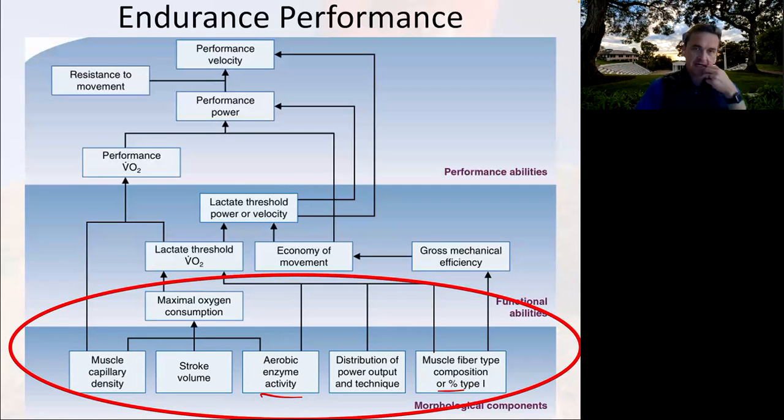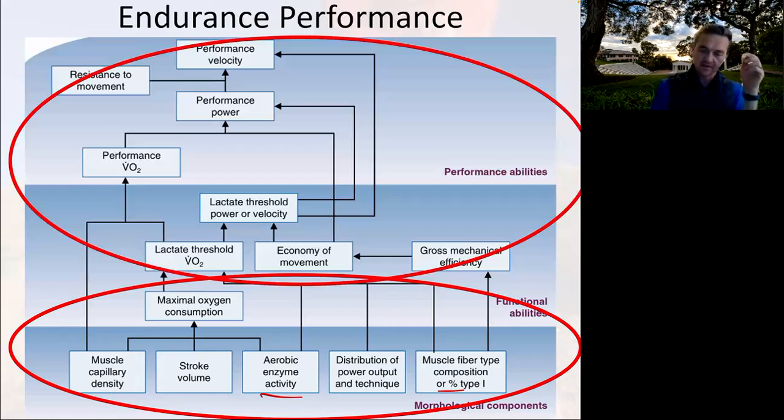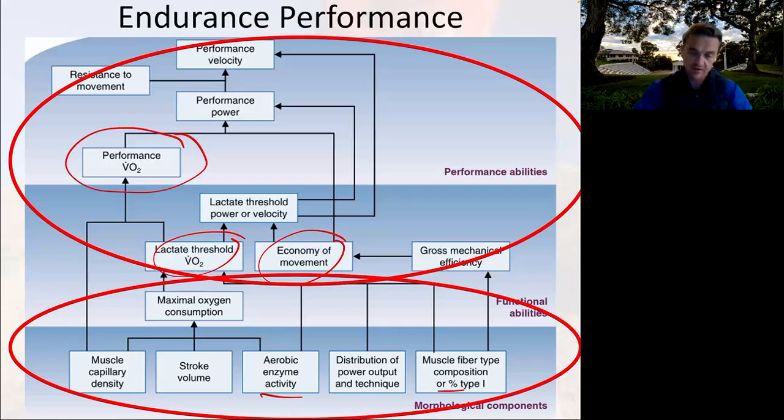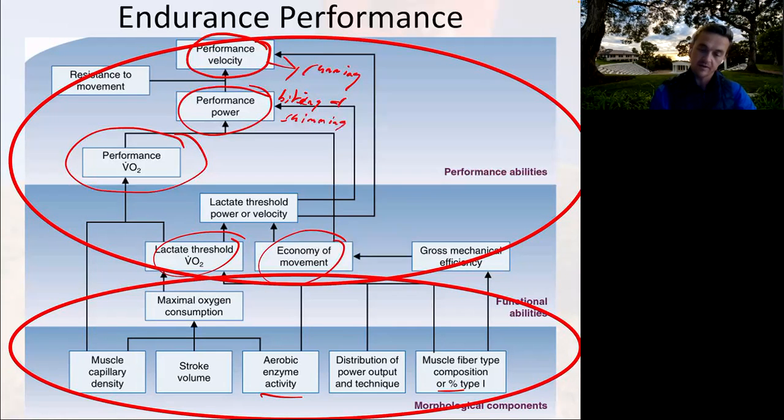And then secondly, after we do that, we'll look at how that all plays out up here for lactate threshold changes, economy of movement changes, and then, more importantly, performance VO2. That would be our sustainable VO2. But even more so, what we care about more than that is our actual performance velocity or performance power. This would be if we're running, obviously. This would be biking, or something like swimming or rowing. So that's really what we care about here: how fast can they actually run?